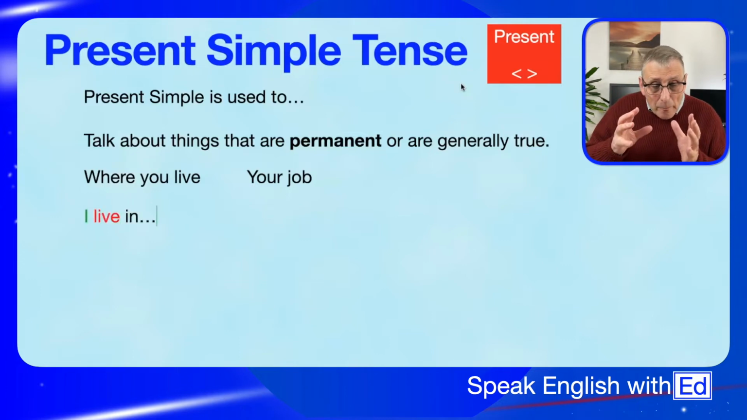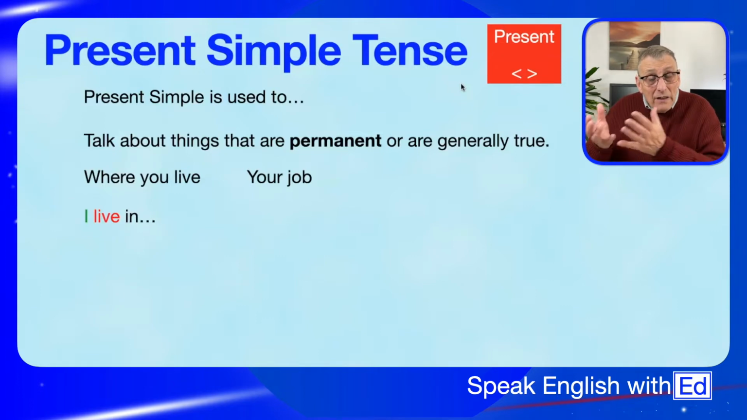So you can say, I live in London. If that's where you live, well then that's generally true. It's where you live, and you're likely to live there for the foreseeable future, so it's going to be permanent. If you know that you're not going to be there for very long, then you cannot talk about it in the present simple. You talk about it in the present continuous, because it's going to change. But that's another story. We're talking about the present simple here.